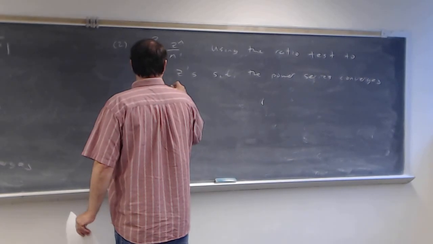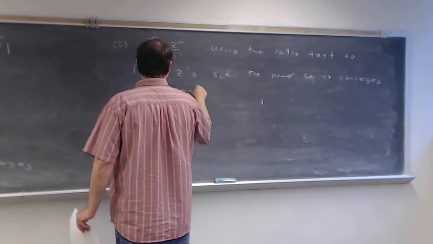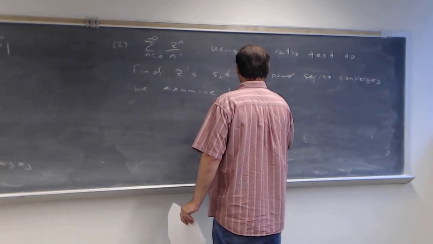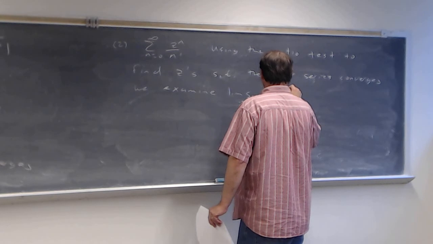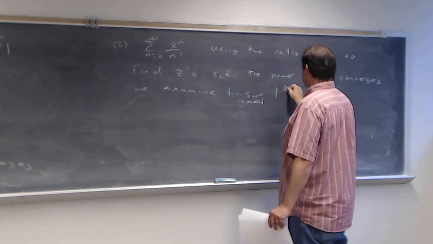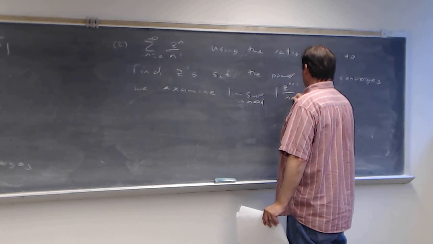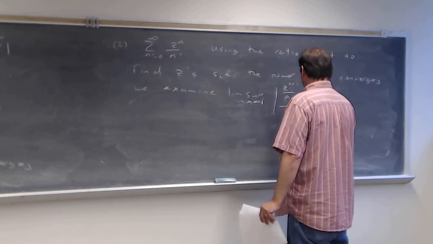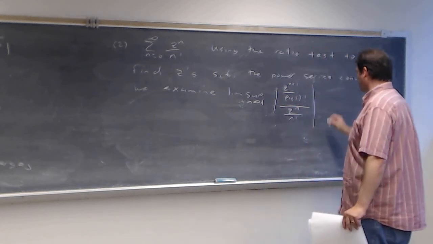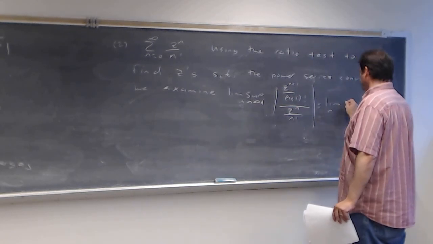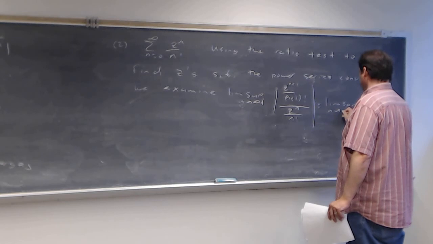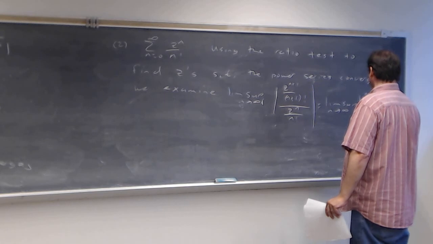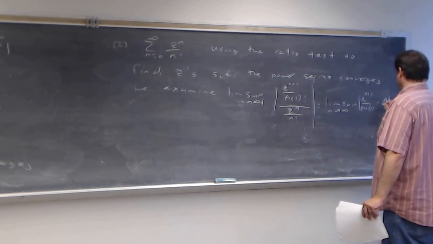We examine the limsup as n goes to infinity. Here it's the norm of z to the n plus 1 over n plus 1 factorial, over z to the n over n factorial. And that's equal to the limsup as n goes to infinity of z to the n plus 1 over n plus 1 factorial times the flip of the bottom, which is n factorial over z to the n.